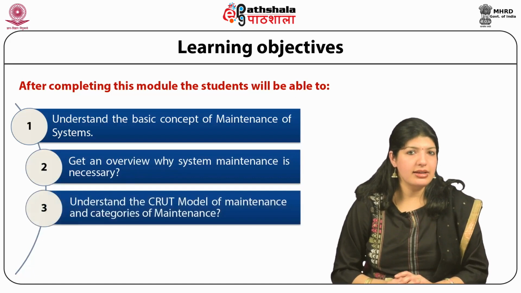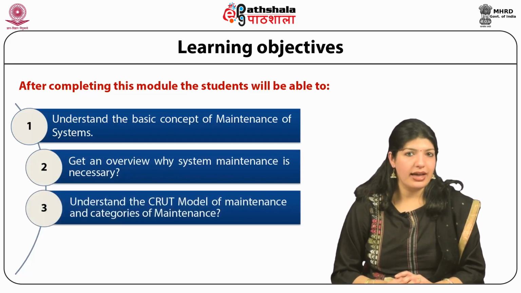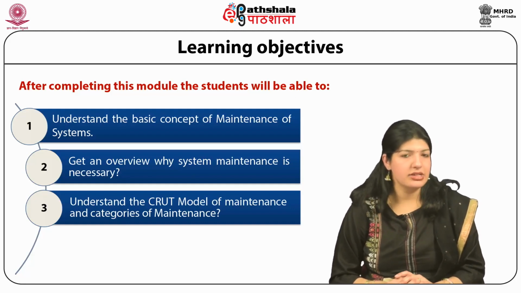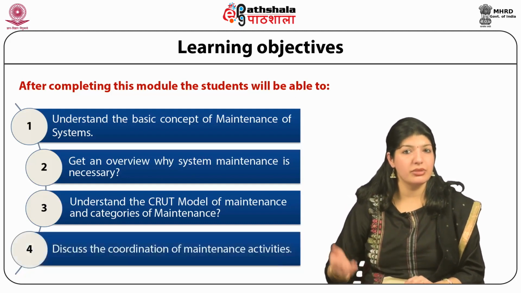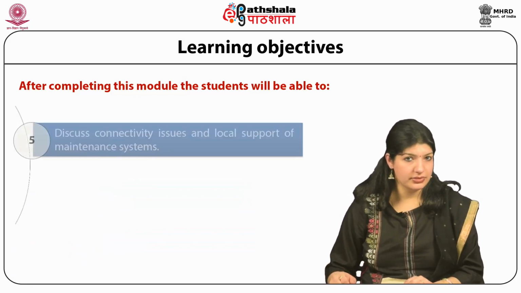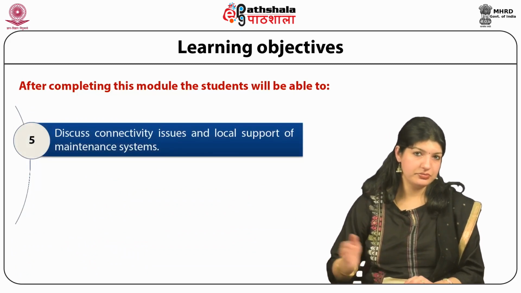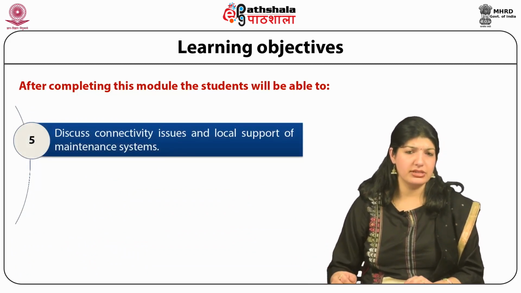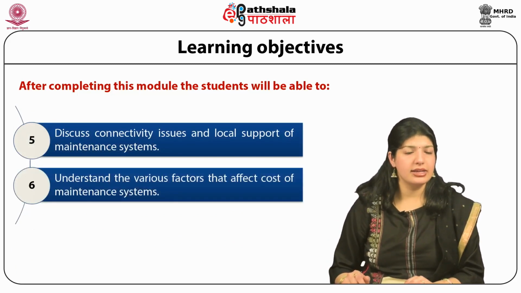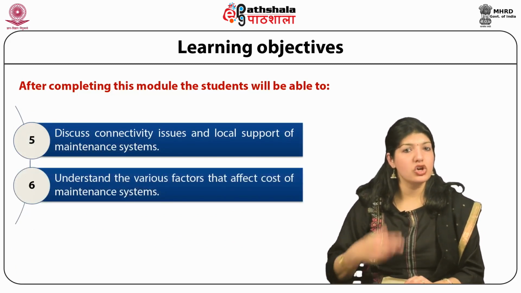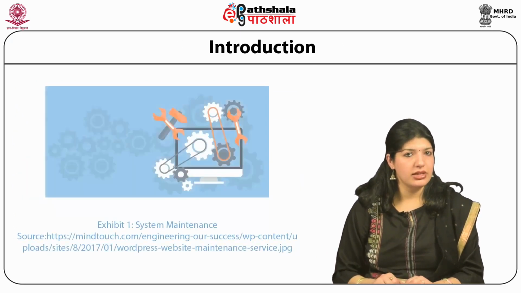We will understand the control, the reliability, and the user training model of maintenance and the categories of maintenance. We will also discuss the coordination of maintenance activities, the connectivity issues, the local support of maintenance systems, and lastly, we will look at the various factors that affect the cost of maintenance systems.